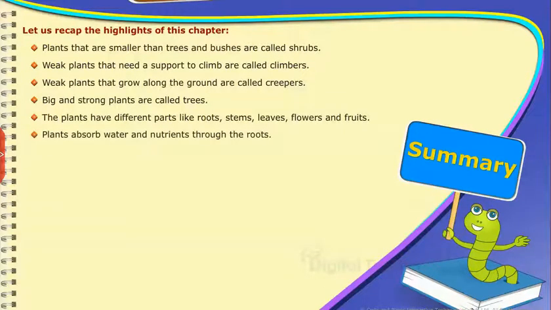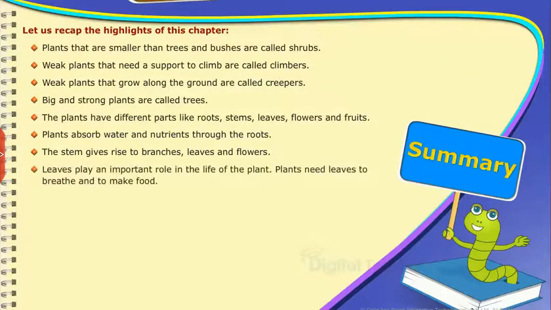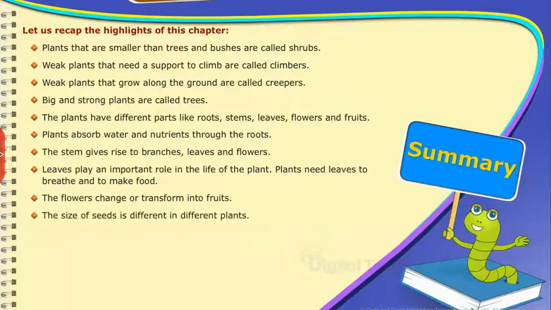Plants absorb water and nutrients through the roots. The stem gives rise to branches, leaves and flowers. Leaves play an important role in the life of the plant. Plants need leaves to breathe and to make food. The flowers change or transform into fruits. The size of seeds is different in different plants.